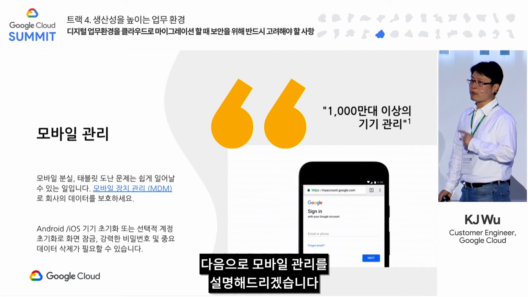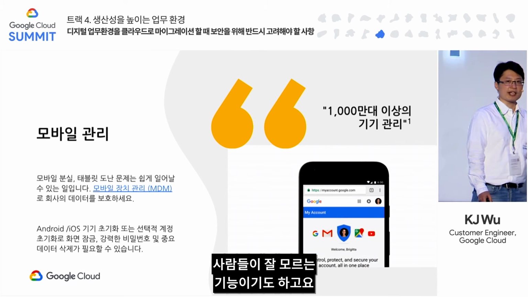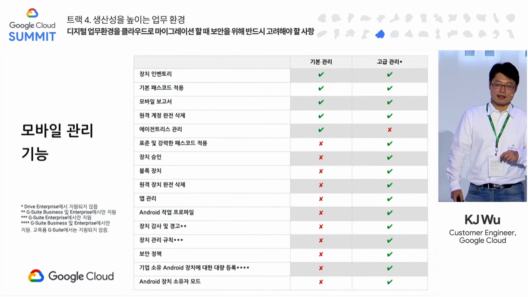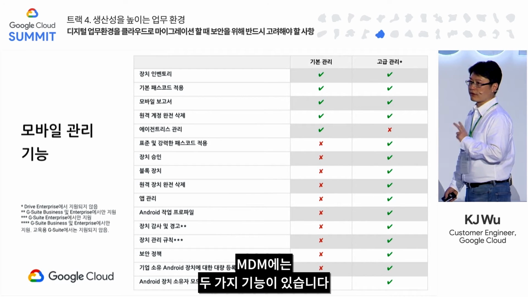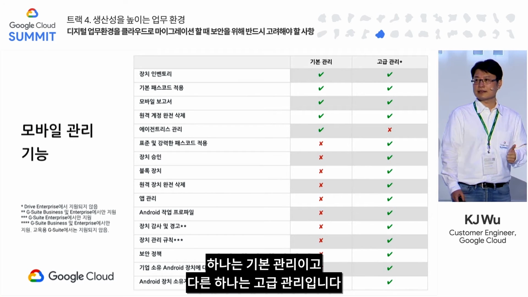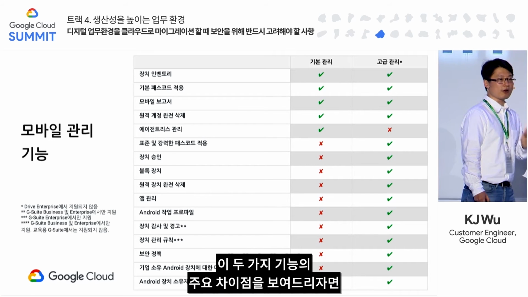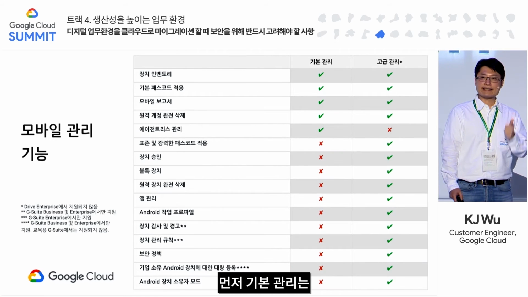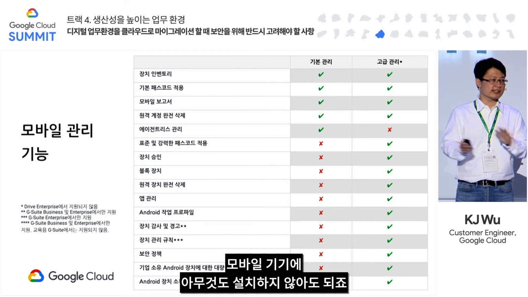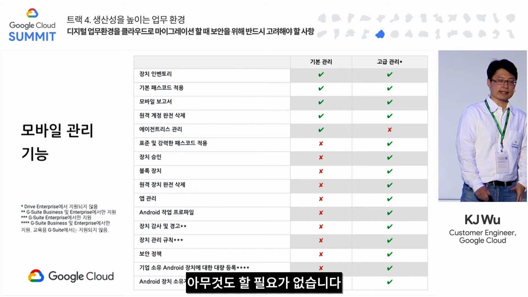Next one, let's talk about mobile device management. We call it MDM. This is a very hidden feature people are probably not aware of. There are two versions of MDM features here. One is basic, another one is advanced. The key difference is that the basic one is agentless. That means you don't need to install anything on your phone, or maybe your pad. You don't need to do anything around that.